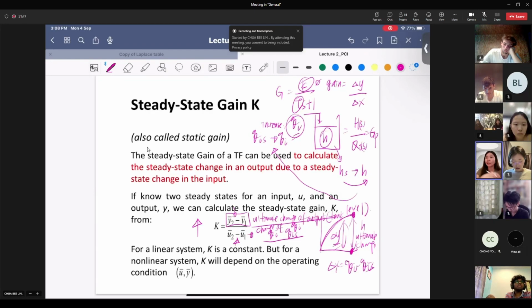The process is sensitive. I just apply a small change to the input, but somehow due to the higher K value, the process is sensitive. It means it will give you a very big change in output when you have higher K. So for a linear system, the K will always be constant. But for a non-linear system, the K will depend on the operating condition.